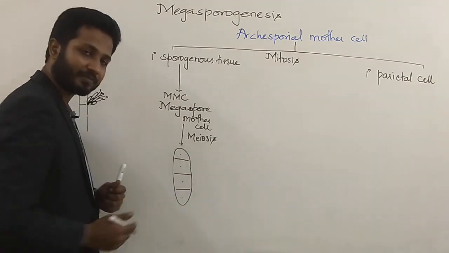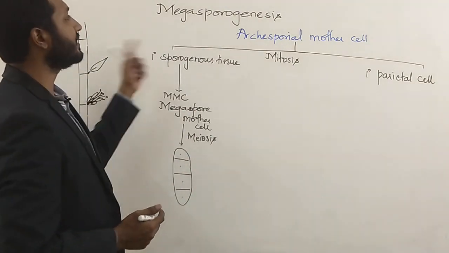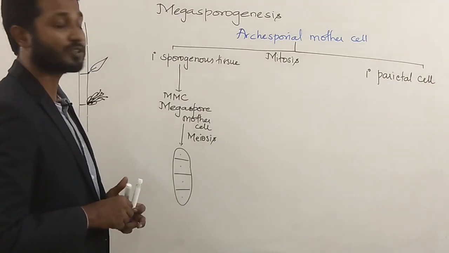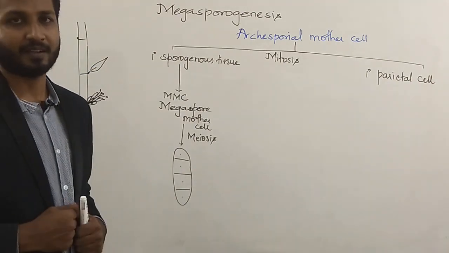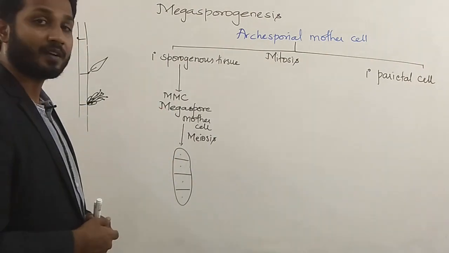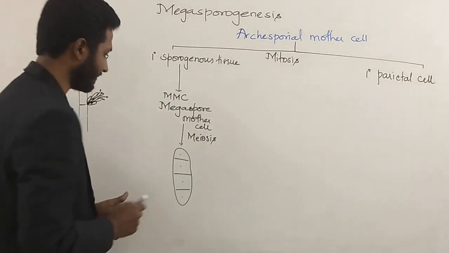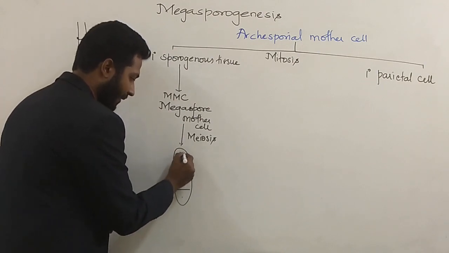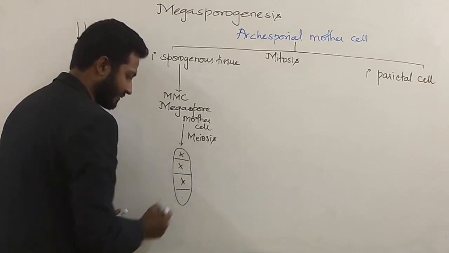Till this step, we call this process megasporogenesis, meaning development of megaspores. Further development is like the upper 3 cells get degenerated.